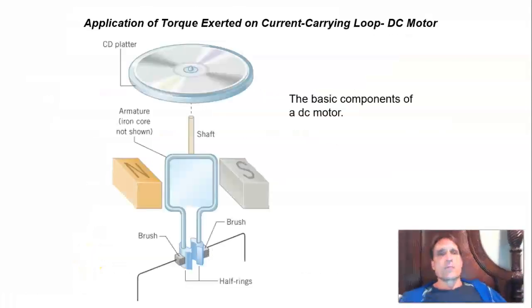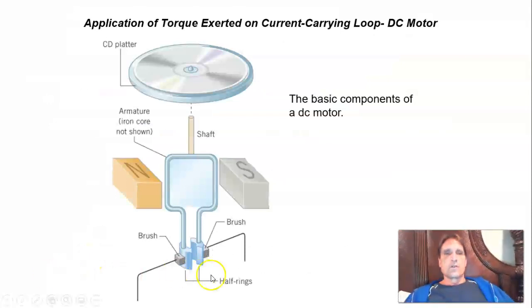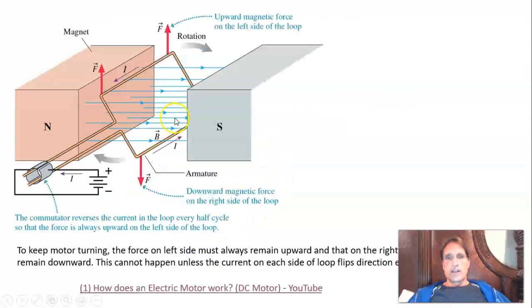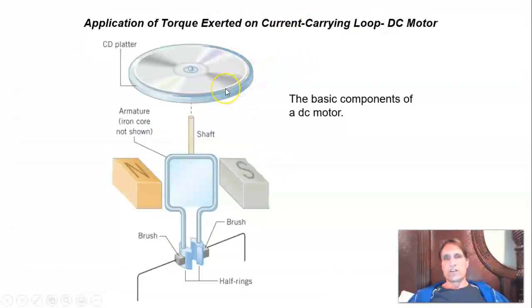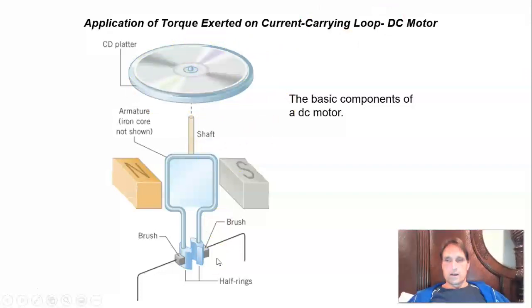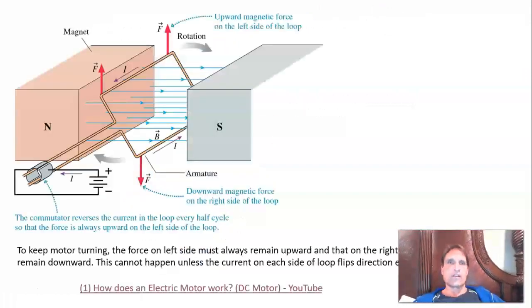So here's an example of what happens when you put a current loop inside a magnetic field. You put it between the poles of a magnet, and we're going to run a current through it, and that is going to cause a torque which is going to get the loop to rotate on this shaft. And in this case, if this is a CD player, that will get that to rotate. Okay, so now we've just made a simple DC motor. So let's go into how this works here, and then we'll show you a YouTube video.